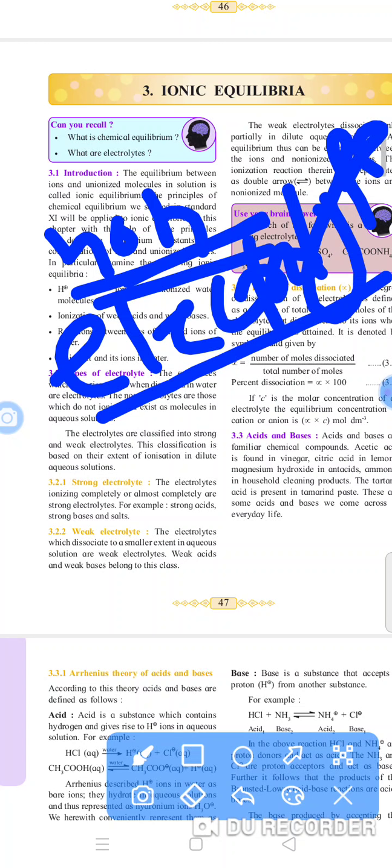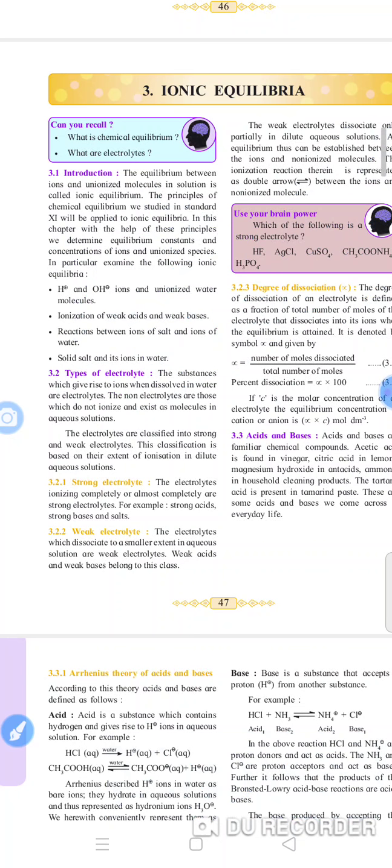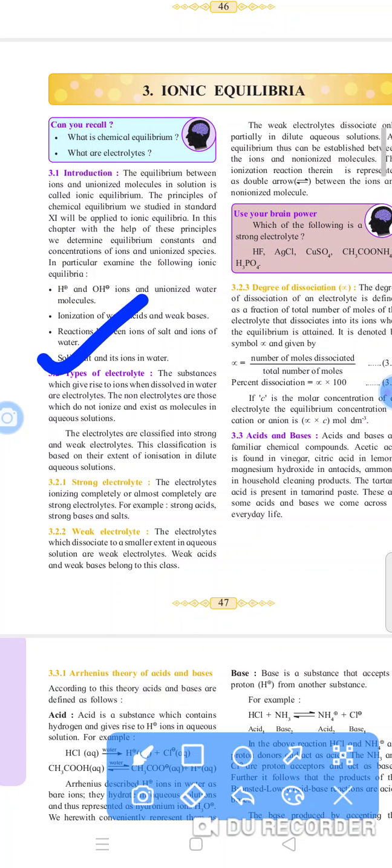Those substances which do not give rise to ions when dissolved in water are called non-electrolytes. Okay, now what are the types of electrolyte? See the next point. There are two types of electrolytes: strong electrolyte and weak electrolyte.